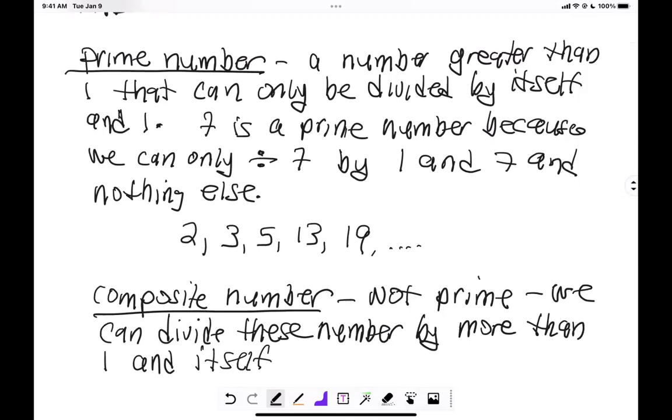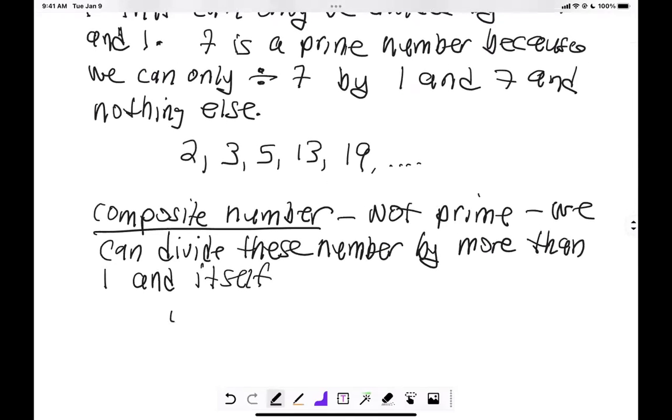Majority of our numbers that we know are composite numbers. A composite number would be 4 because I can divide it by 1 and 4 and 2 and 2, right? I can divide 10 by 1 and 10 and 2 and 5. I can divide 48 by a whole bunch of numbers besides 1 and 48, etc. So composite numbers are numbers that have a lot of different things they'll divide by.